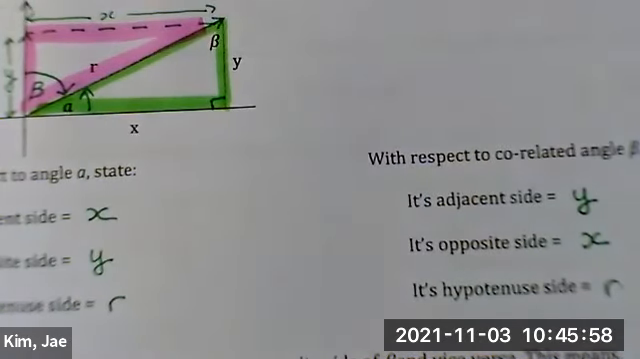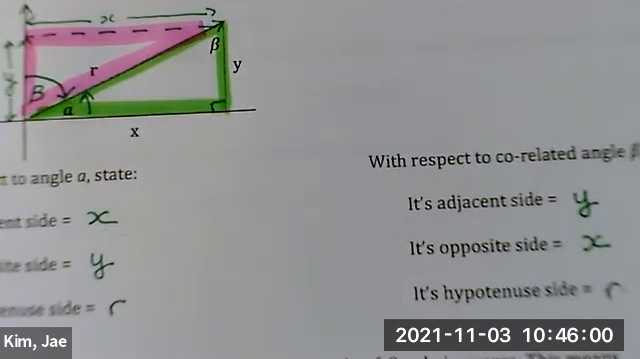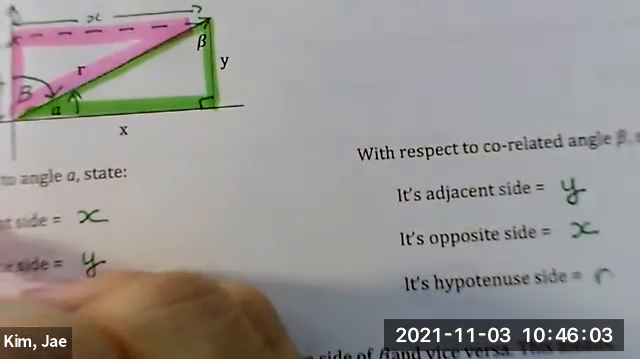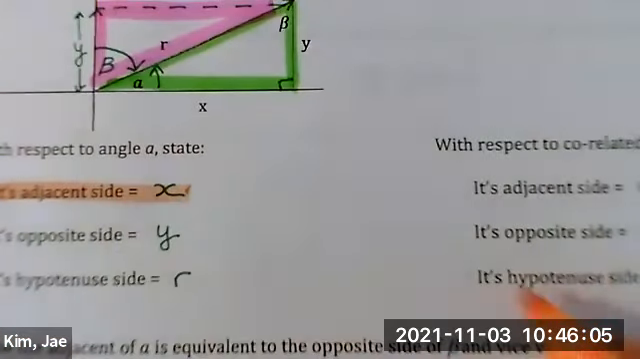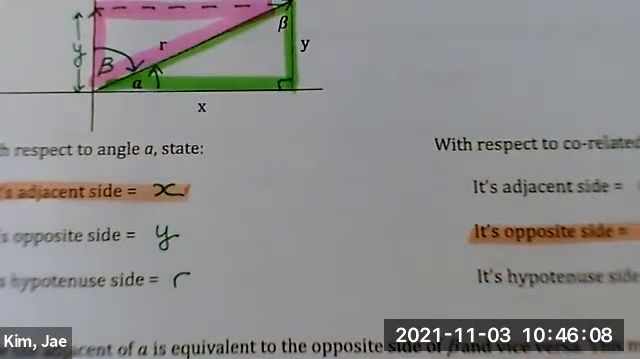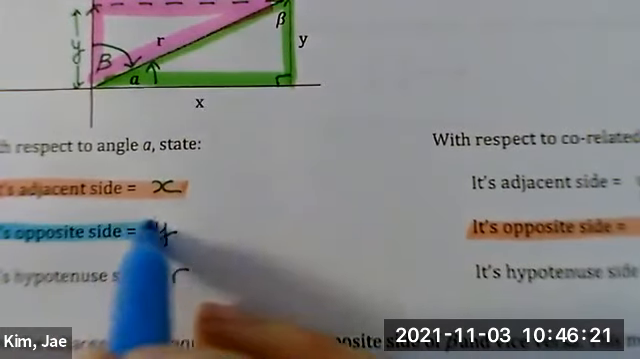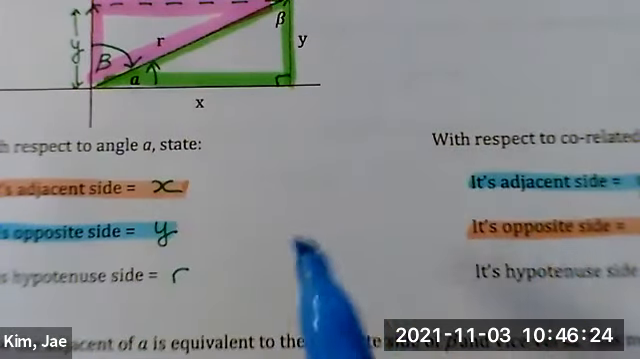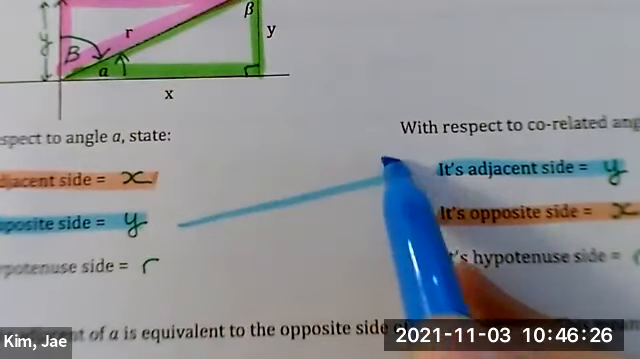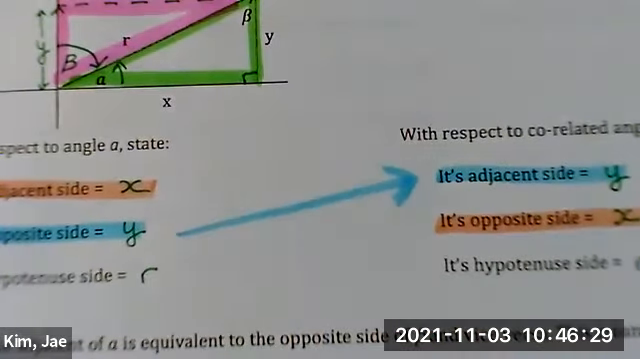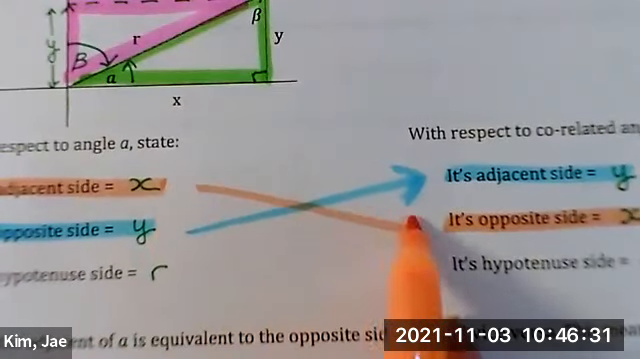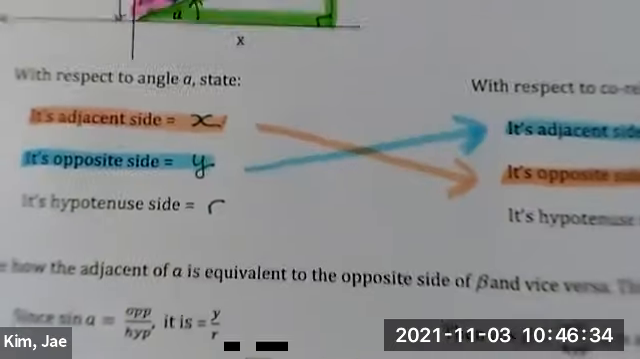So what I wanted you to notice, and I have to use another color because I don't want to confuse you: the adjacent side X and the opposite side X are exactly the same. In the same breath, can I figure out? Yes, there's my blue. The opposite side Y and the adjacent side is also Y. Right.